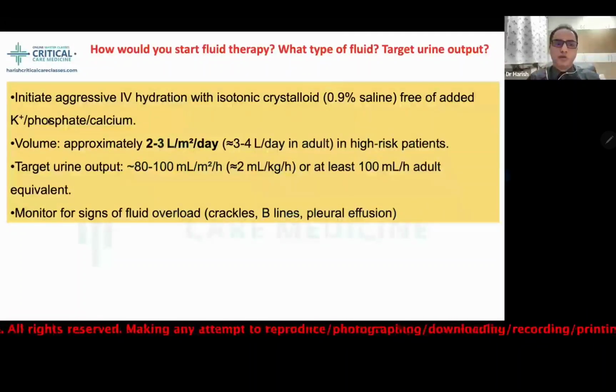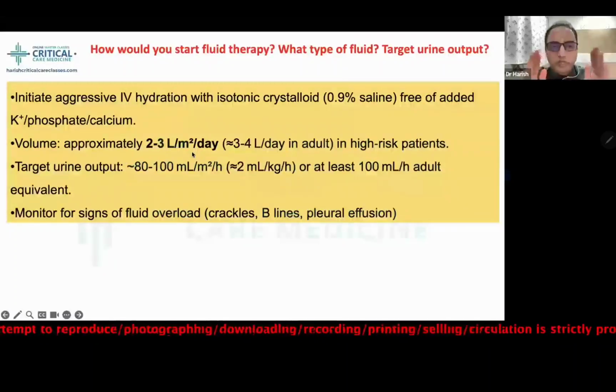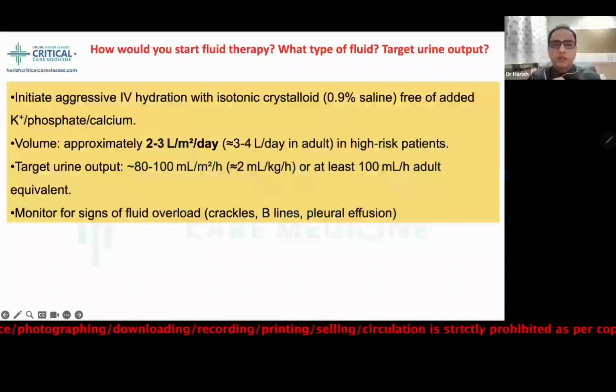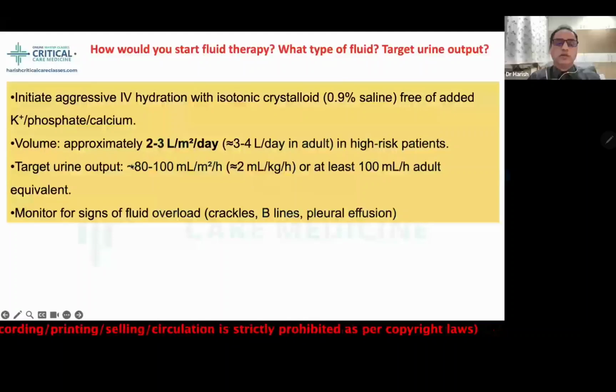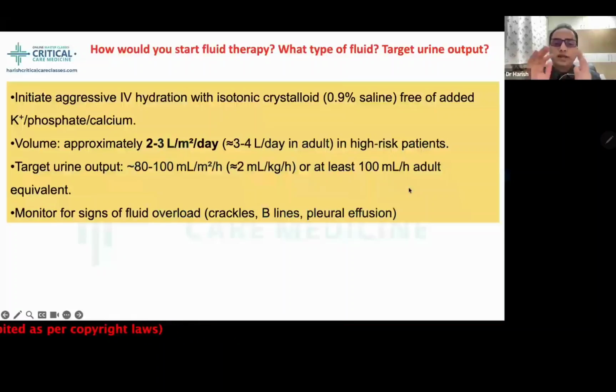It is free of added potassium, phosphate and calcium. The volume is approximately 2 to 3 liter per meter square per day, which is around 3 to 4 liter per day in an adult in a high-risk patient. Target a urine output of 80 to 100 ml per meter square per hour, which is around 2 ml per kg per hour, or at least 100 ml per hour in an adult equivalent. Monitor for signs of volume overload like B lines on ultrasound, pleural effusion, or crepitations, and an increasing FiO2 requirement.